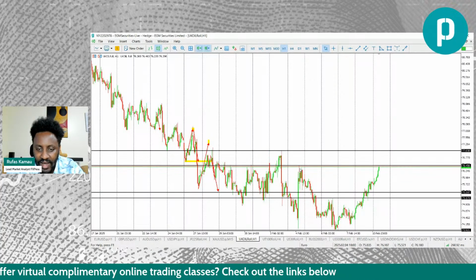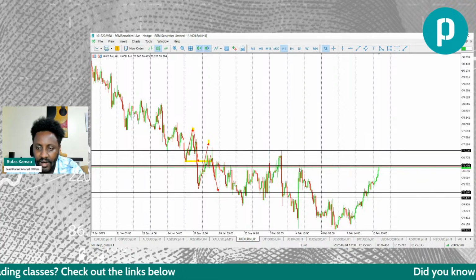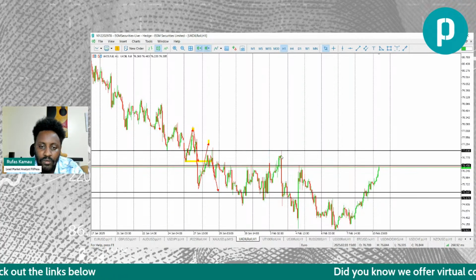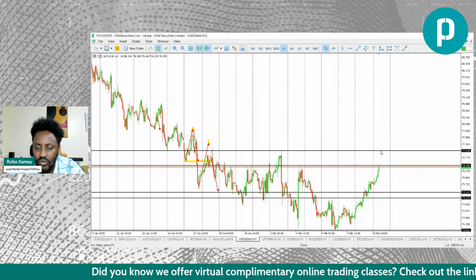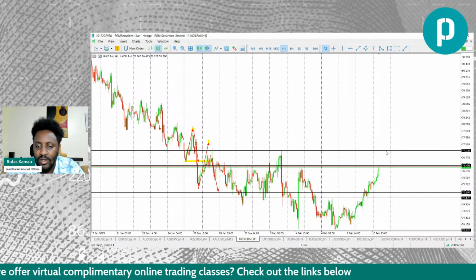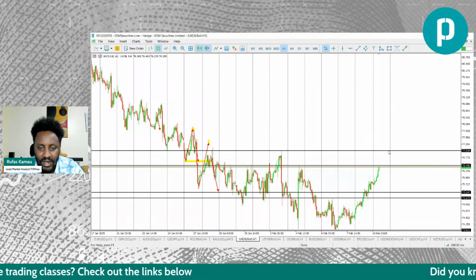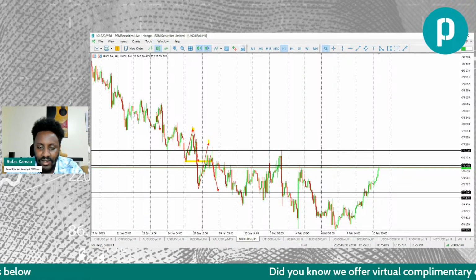So now we are looking at a high that we last saw on the 4th of February. And if we break here, then we could be looking at another high that we saw on the 3rd of February. And if we get to this area, then perhaps we should be getting the opportunity to go short either on this area or on this other area here. So we remain patient and wait for that opportunity to present itself.